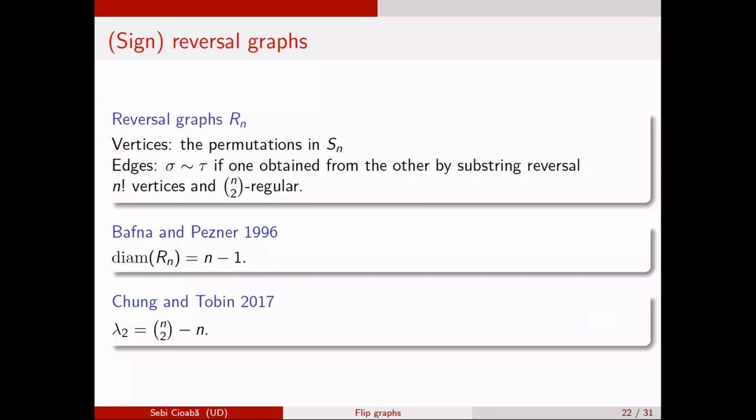And you know, for reversal graphs and sign reversal graphs, there's a large literature in mathematical biology, and there are a lot of results that Pevzner has proved and so on. It's apparently quite useful in comparing genomes, like the distance between two signed permutations in this metric. So Bafna and Pevzner proved that the diameter of Rn equals n-1, and Chang and Tobin, in the same paper in which they did the pancake graph, have a very nice proof showing that lambda 2 of the reversal graph is n choose 2 minus n. It's a recursive proof, very, very nice.